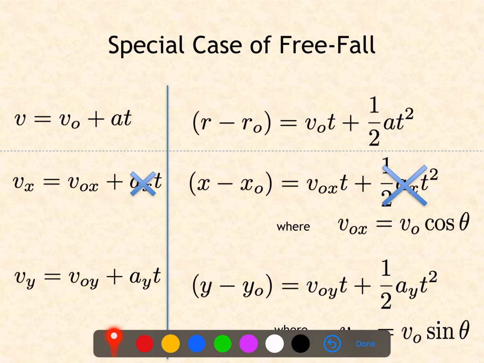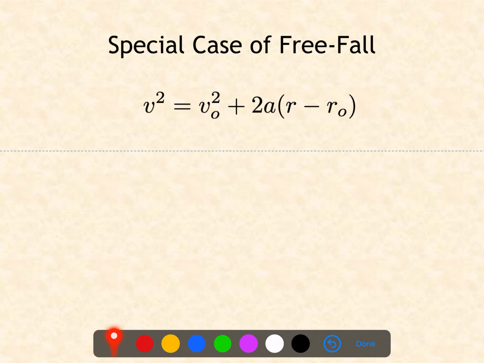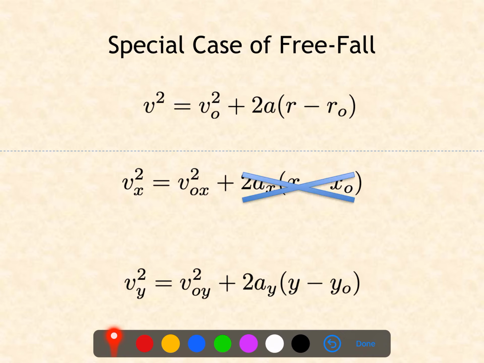But when we're talking about free fall, the only acceleration present is that due to gravity. And so gravity being only a vertical acceleration means that there's no horizontal acceleration. And we can do the same thing in this equation, the time-independent equation, as well.